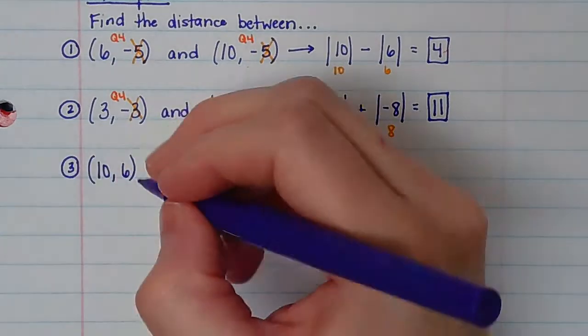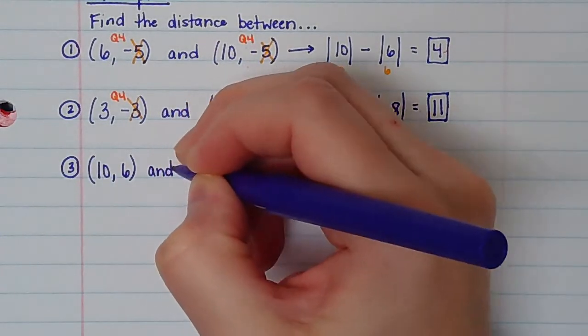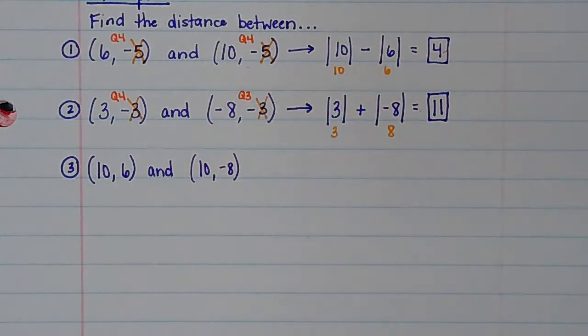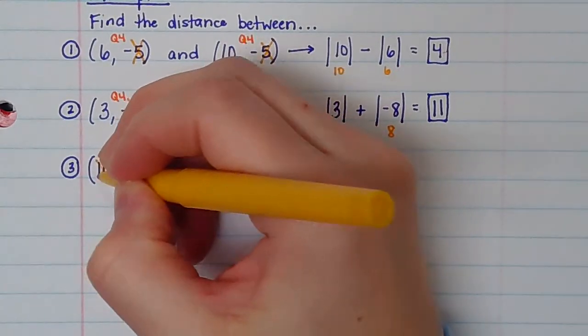And the other one is 10, -8. All right, so once again, they're going to give you a point that's the same, or are they going to give you one number that's the same? So which number is the exact same in the exact same spot? And that would be 10.